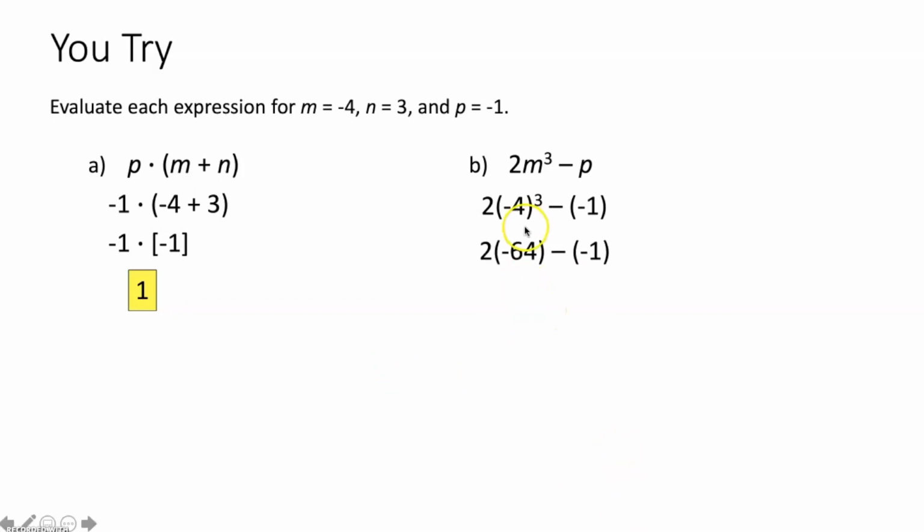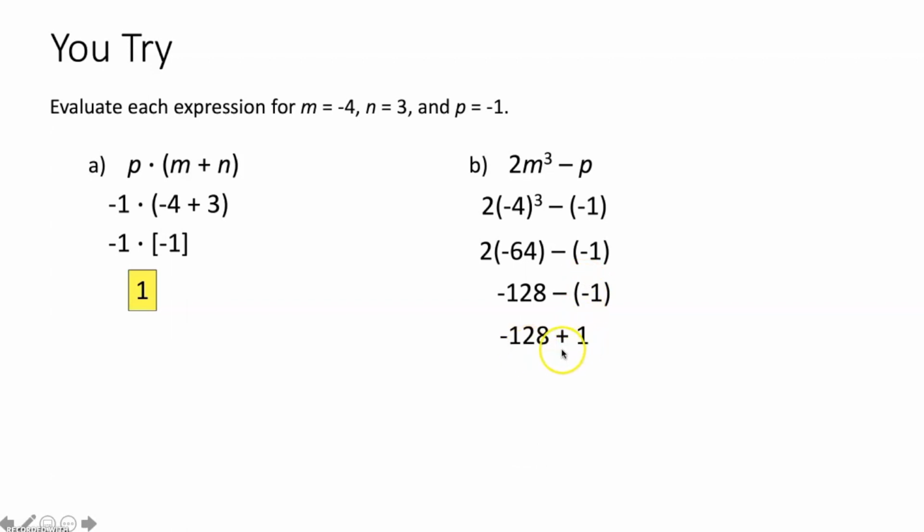Now that we've done exponents, we move on to multiplication or division from left to right. So we start on the left. Here, 2 times negative 64. We're multiplying two numbers together that have different signs. Therefore, our product is going to be negative. So 2 times negative 64 is going to give you negative 128. Now we have negative 128 minus negative 1. And we said anytime you have subtraction, just change it to adding the opposite. So this is the same as negative 128 plus positive 1.